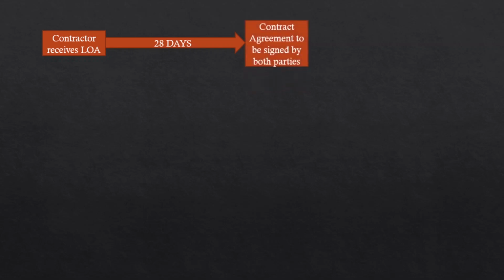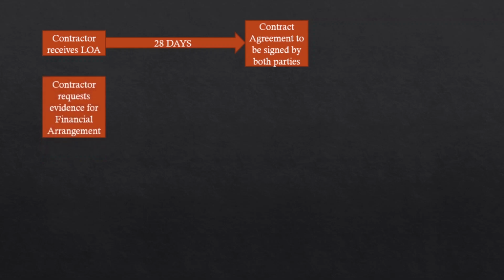Now first, when the contractor receives a letter of acceptance, within 28 days the contract agreement needs to be signed between the parties, that is the employer and the contractor. Once the tender is finalized and a contractor is selected, he will receive the letter of acceptance saying you have been selected for the project under these terms and conditions. Once that letter is received, within 28 days the agreement needs to be signed by both parties.